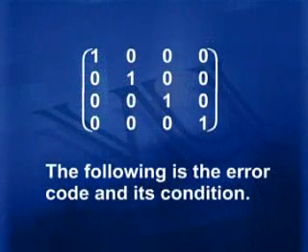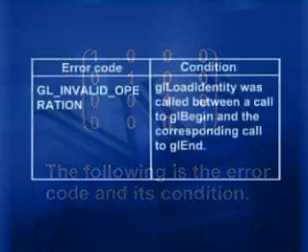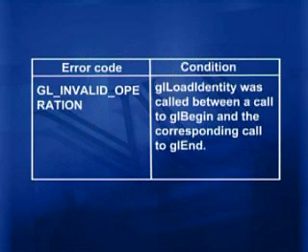Identity matrix you are already aware of, the one that has its main diagonal consisting of all ones and all other elements being all zeros. So glLoadIdentity would load this kind of a matrix into the current one. And the error code condition for this is GL_INVALID_OPERATION. This error code would be returned when glLoadIdentity was called between a call to glBegin and the corresponding call to glEnd.